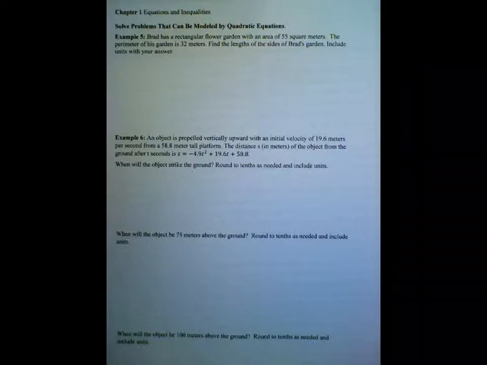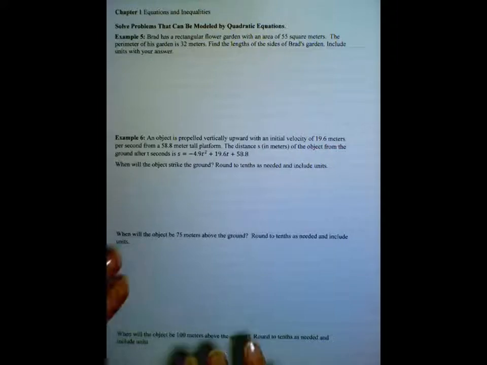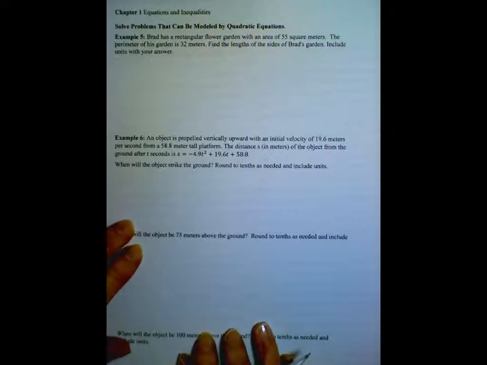We'll finish our section 1.2 on quadratics, solving quadratic equations, by looking at some problems that can be modeled by quadratic equations, some application problems. Example 5 says that Brad has a rectangular flower garden with an area of 55 square meters. The perimeter of his garden is 32 meters. Find the lengths of the sides of Brad's garden.